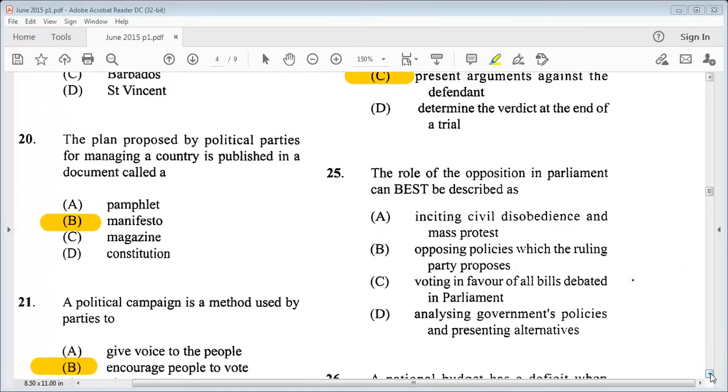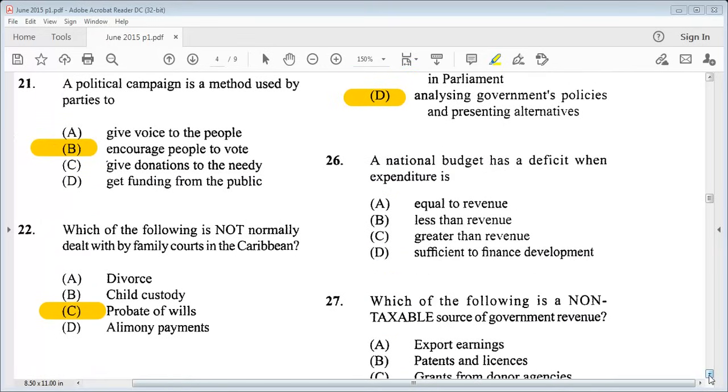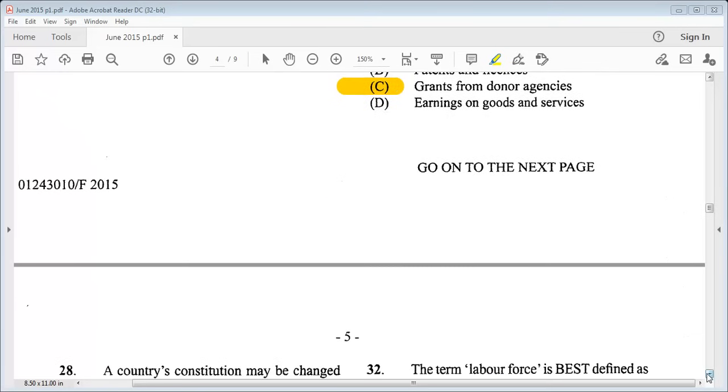25 says, the role of the opposition in Parliament can best be described as, answer D, analyzing government's policies and presenting alternatives. 26. A national budget has a deficit when expenditure is C, greater than revenue. 27. Which of the following is a non-taxable source of government revenue? Answer C, grants from donor agencies.